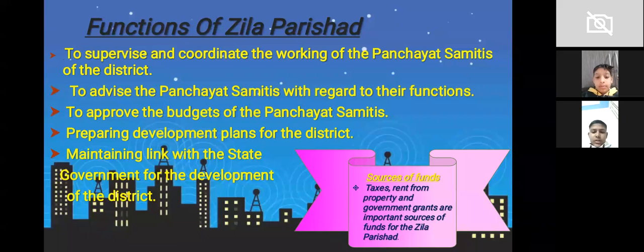Sources of funds. Taxes, rent from property and government grants are important sources of funds of Jilla Parishad.